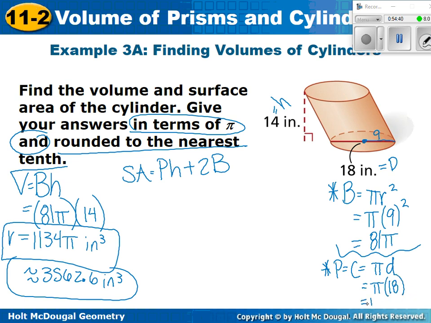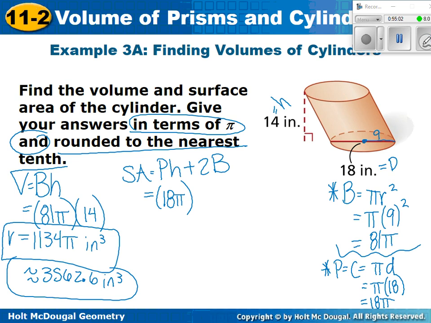So the circumference is just 18 pi. Are we okay with that? Okay. So now we're going to just plug these numbers in and try to leave it in terms of pi. So that's going to be the harder part maybe for you. Plugging in for P is 18 pi. What's going in for the height again?